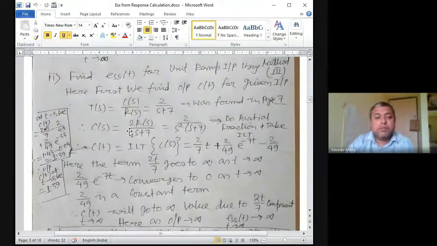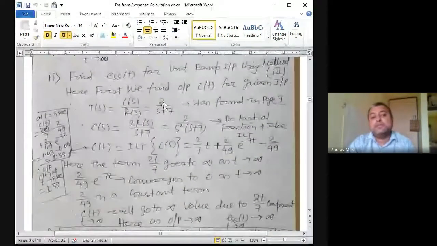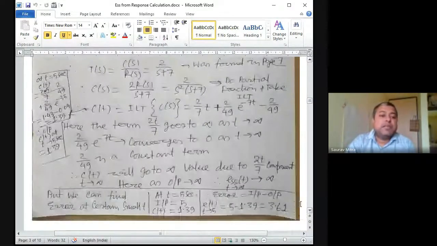So the third method is all about finding c(t). While finding c(t), I have to use C(s) equal to R(s) into the transfer function. So take this R(s) here, substitute R(s) as 1 by s squared. So this is 2 by s squared (s plus 7). Now if you are finding c(t) by the inverse Laplace of this partial fraction, what you are getting is c(t) equal to 2t by 7 plus 2 by 49 e raised to minus 7t minus 2 by 49.